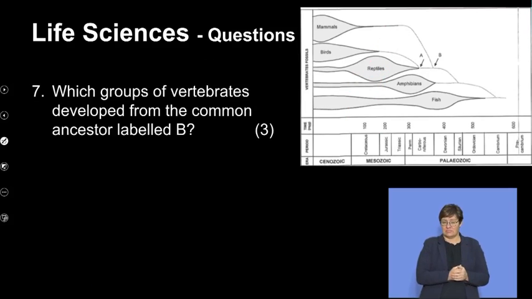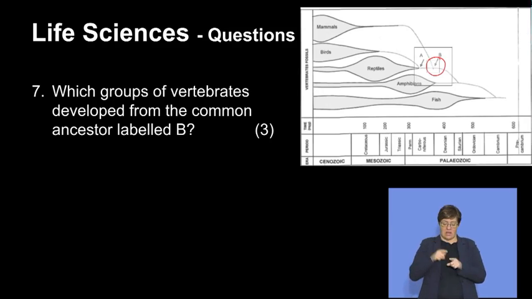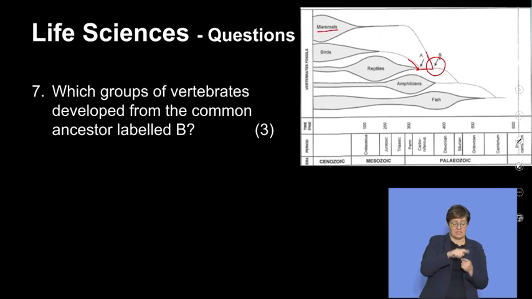Then, lastly, which groups of vertebrates developed from the common ancestor? Those lines linking the different groups together are referring to those common ancestors, like the fossils we talked about as transitional fossils. And from that common ancestor, there are 3 groups developing, namely mammals, birds, and reptiles.